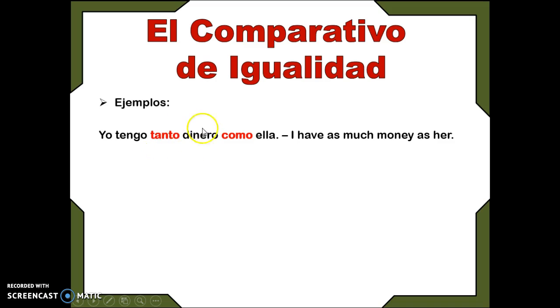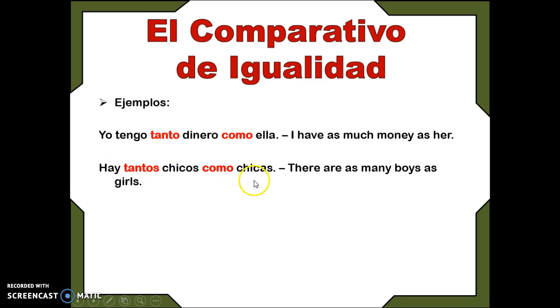Yo tengo tanto dinero como ella. I have as much money as her. As much. Tanto, as much. Hay tantos chicos como chicas. There are as many boys as girls.